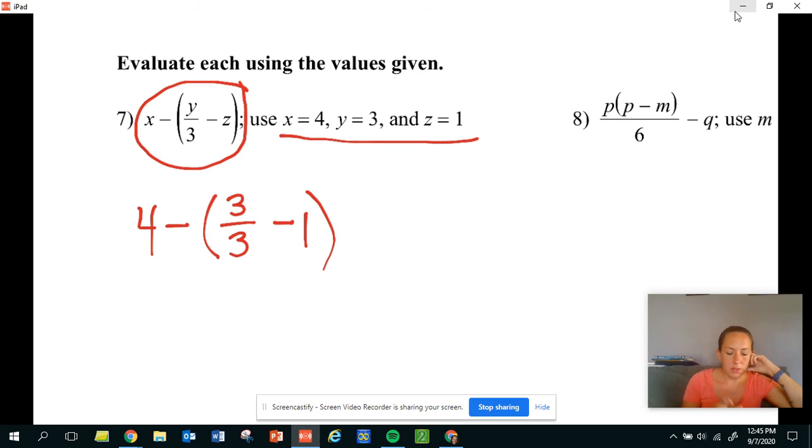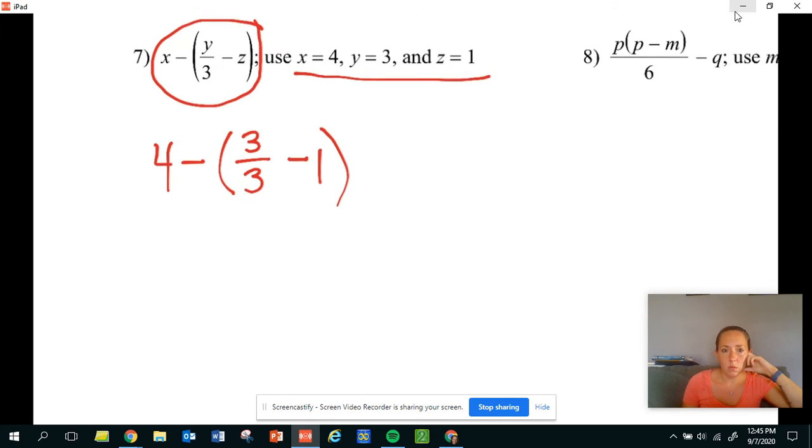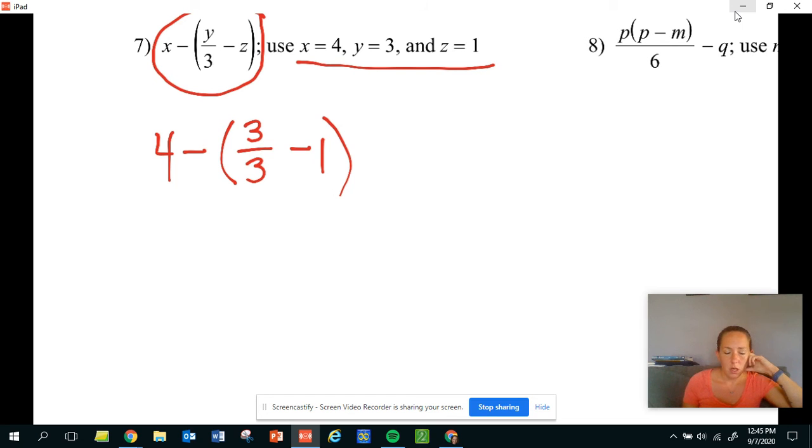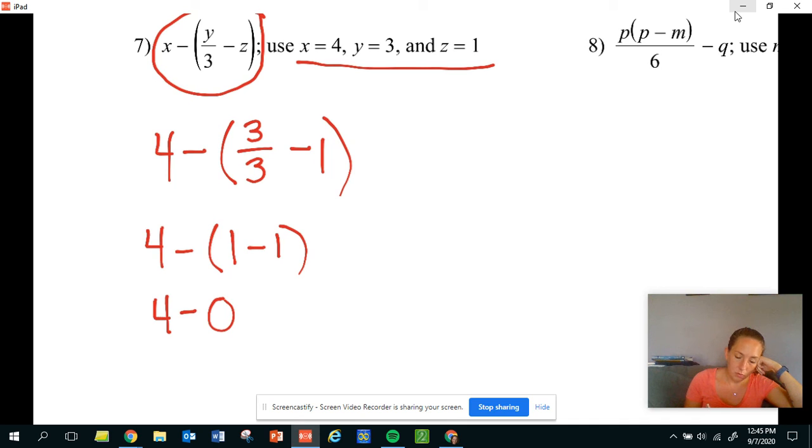But okay, so the first thing I want to do with order of operations is I want to do what's inside the parentheses. So this 4 minus, I'm just going to bring it down. Now inside the parentheses, I would divide first. So 3 divided by 3 is 1, and then I'm just going to bring the rest of it down. Now next, I still need to finish off my parentheses. So 1 minus 1 is just 0, so this is 4 minus 0, which ends up being 4. Cool.